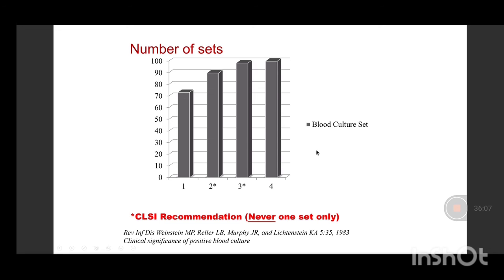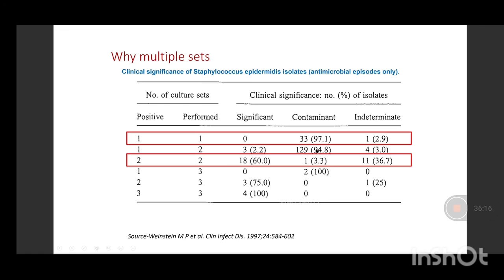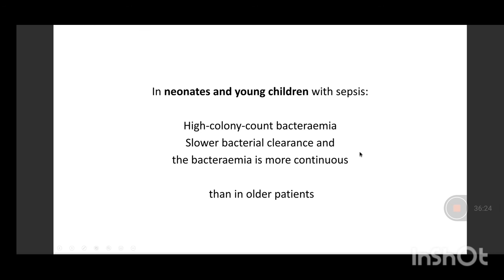So in neonates and young with sepsis, a high count of bacteremia is there. The bacterial count per ml of blood is much higher because of the low blood volume. That is why a low blood volume can do justice in pediatric patients as compared to adults, where we need a larger volume of blood for subjecting it to blood culture.